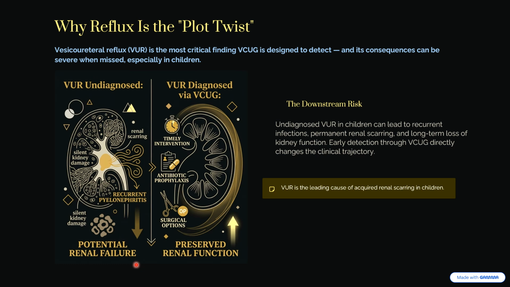So this VUR should be detected, and in the right part we can see what happens to the kidney when the VUR is diagnosed via VCUG. We can do timely intervention, we can apply antibiotic prophylaxis, and there are surgical options also, which will ultimately preserve the renal function. So this is the difference. If a kidney is suffering from VUR, we have to do the VCUG so that we can retain the proper kidney function in children.